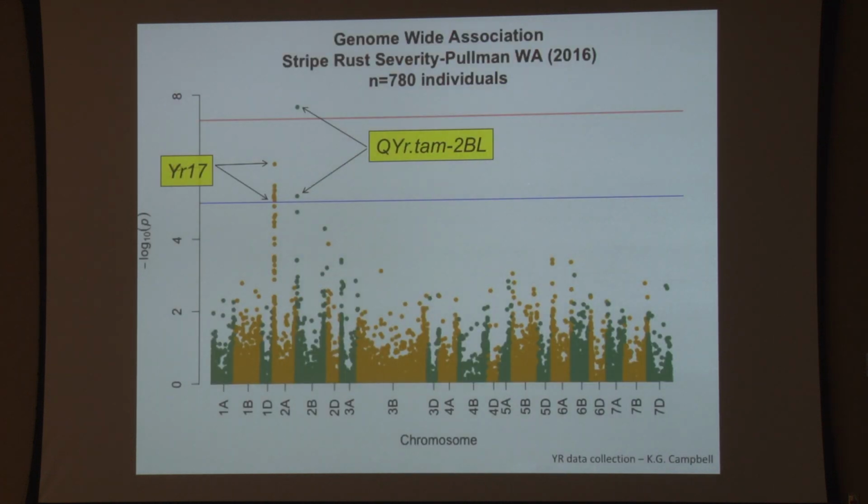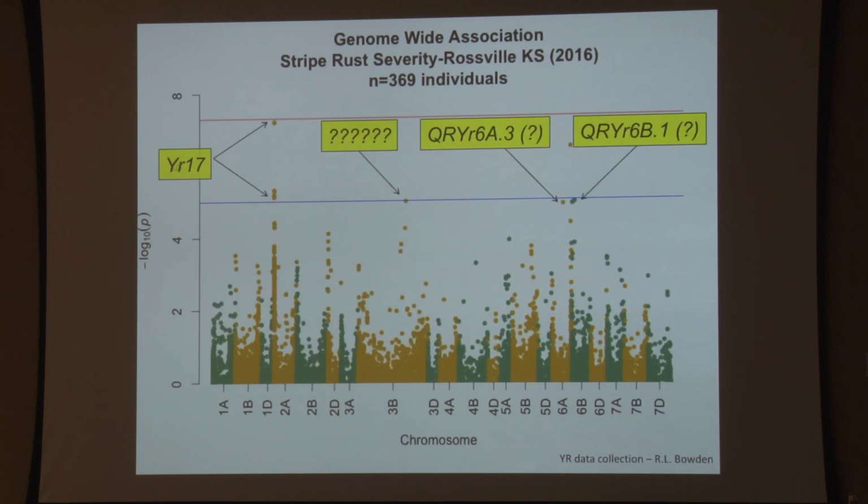So as an example, here's the GWAS. For those of you not familiar with this, the chromosomes of wheat are shown across the bottom, and then the significance of a particular marker is on the y-axis. And every dot indicates a DNA marker, which is evaluated for its association with a disease in this case. The higher the dot, the more significant that marker is associated with the disease.